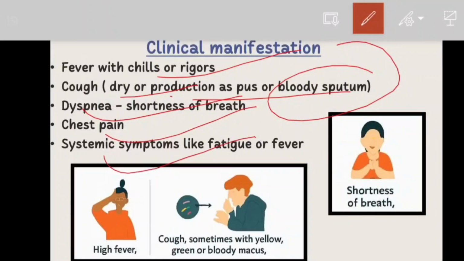So, a clinical case: a 55-year-old smoker comes to your clinic. He has fever, productive cough with yellow sputum, chest pain and difficulty breathing. So what disease will you suspect? That is pneumonia. Okay.